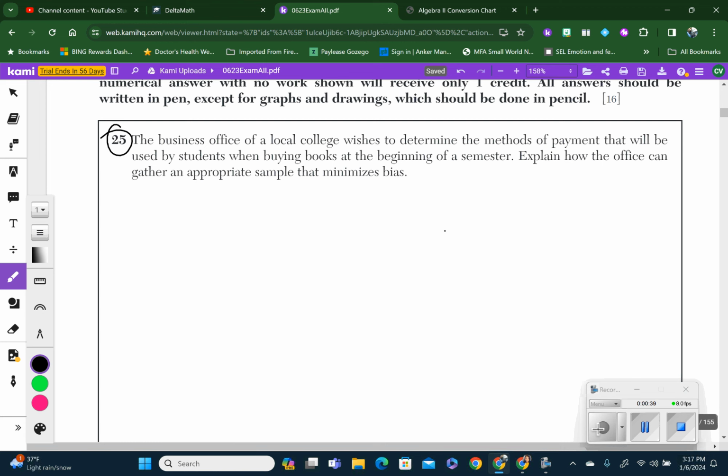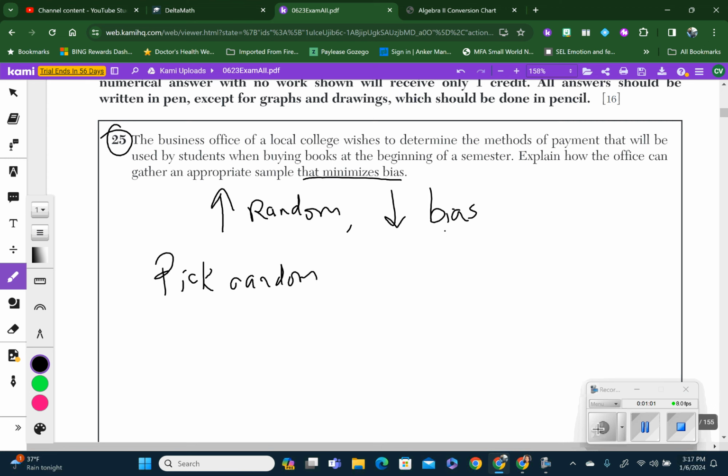cover this, when you read it, it says minimizes bias. So there's actually a little formula for this, right? The more random something is, the less bias it has, right? So what's a way to make this as random as possible? So we could pick random names. You could do it from like a list. You can spin a wheel from a list of all the students, right? So everyone has a fair chance of getting chosen.